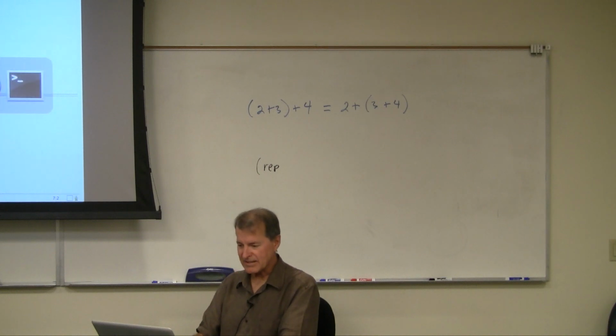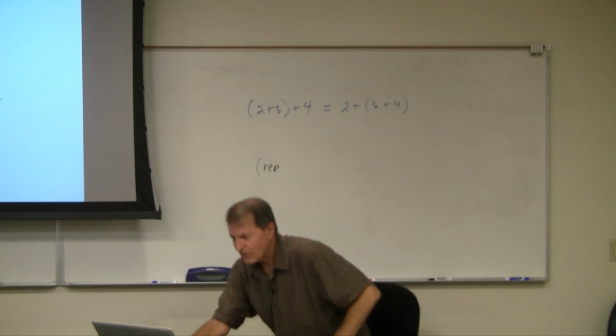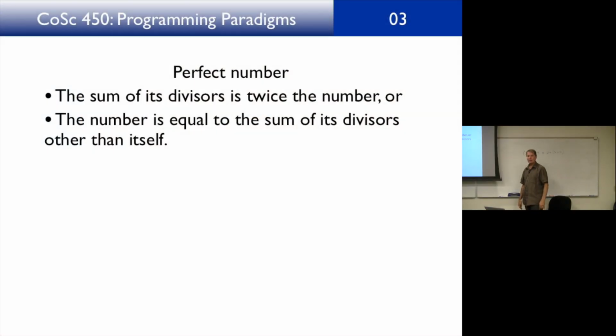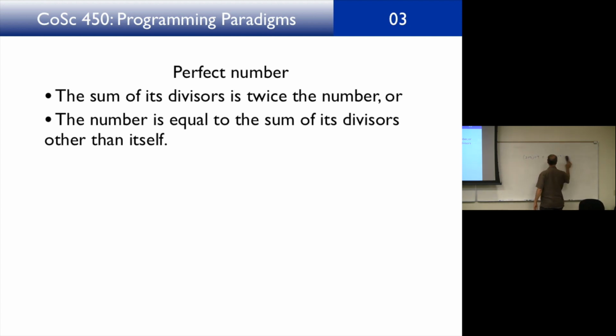Now, you guys, let's take a look at what is a perfect number. These are nice little puzzles that a lot of people have seen before. Do you know what a perfect number is? A perfect number is one where the sum of its divisors is twice the number, or the number is equal to the sum of its divisors other than itself.